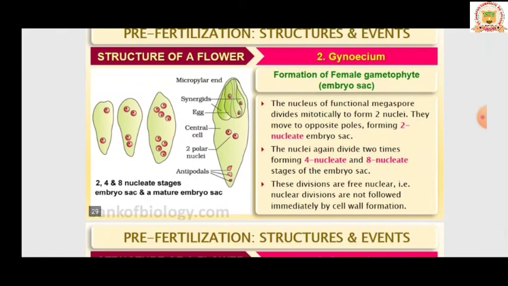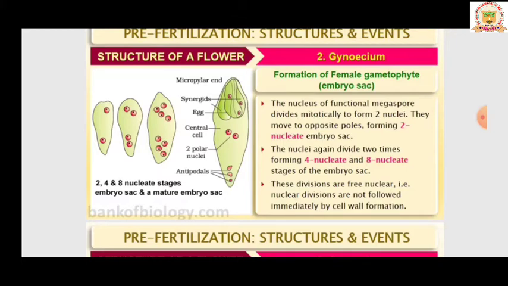The nucleus of the functional megaspore divides mitotically to form 2 nuclei. As it contains only 1 nucleus, the functional megaspore, after the degeneration of the 3 cells, starts dividing mitotically to form 2 nuclei. They move to opposite poles, forming a 2 nucleate embryo sac.